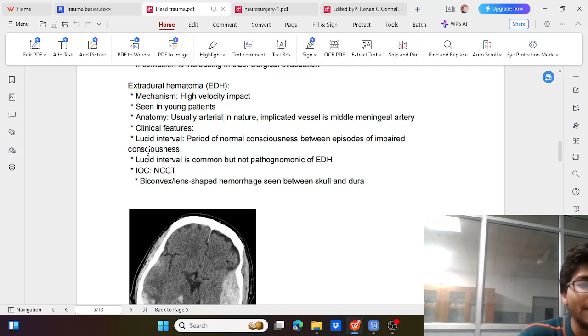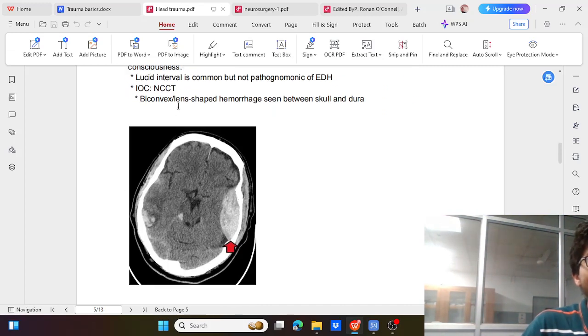So this is the lucid interval. It is common, but although not very specific or pathognomonic for EDH, it can occur in other head injuries also. Investigation again is NCCT brain, NCCT head.